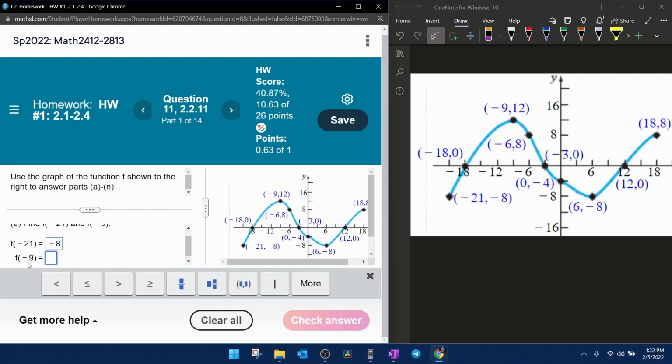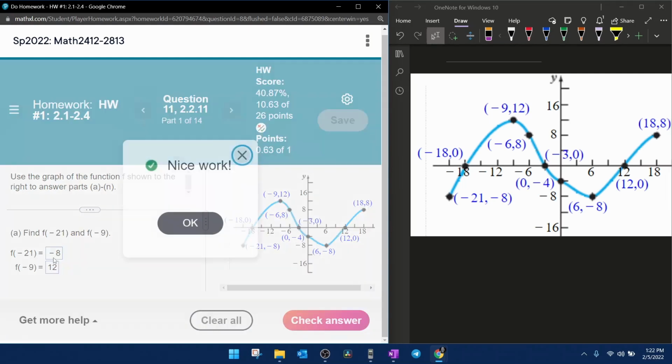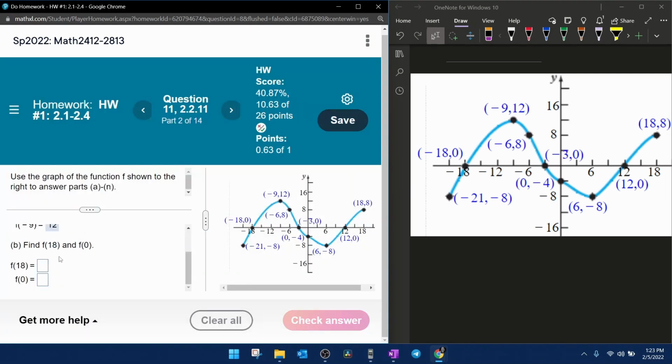We also need to find f of negative 9. If I go to where x is negative 9, we have a corresponding y value of 12. And so that's checking to see if you understand what this notation means. It basically means you have an ordered pair, x, comma, y. Next, same song, second verse.